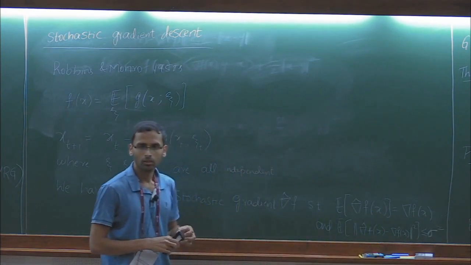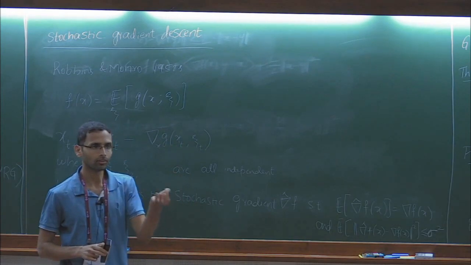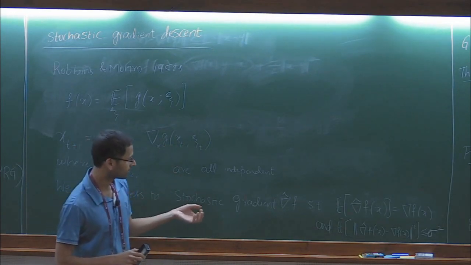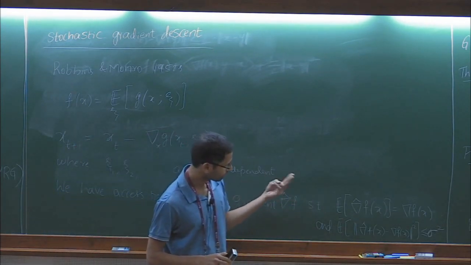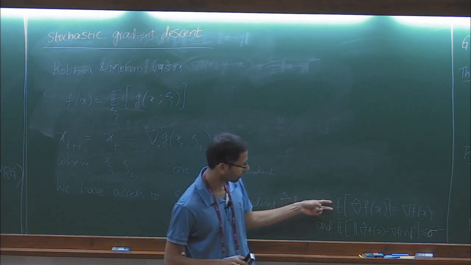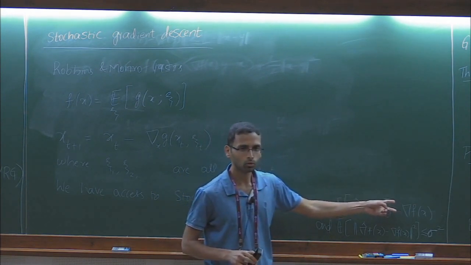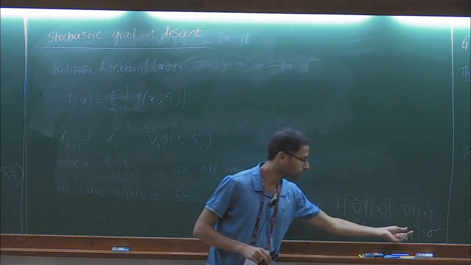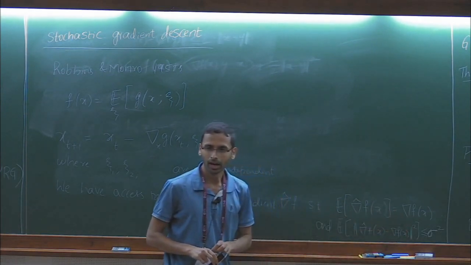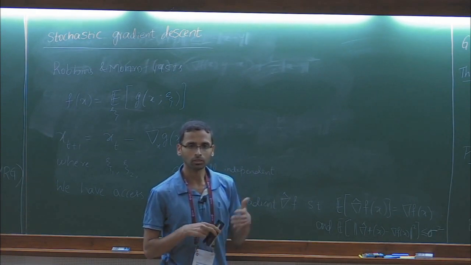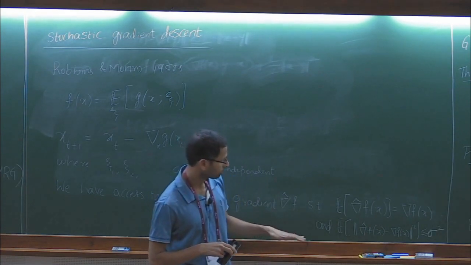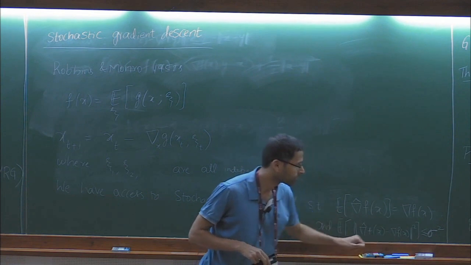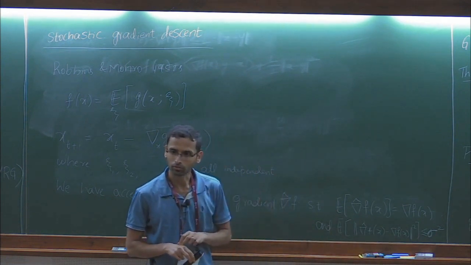Okay. So at every time instant we have access to a stochastic gradient, and the stochastic gradient satisfies two properties. The first one is that its expectation is exactly equal to the true gradient of the function, and the second one is that its variance is bounded by some quantity sigma square. And we would like to understand the convergence rate of stochastic gradient descent with respect to the parameter sigma square and other parameters of the function.